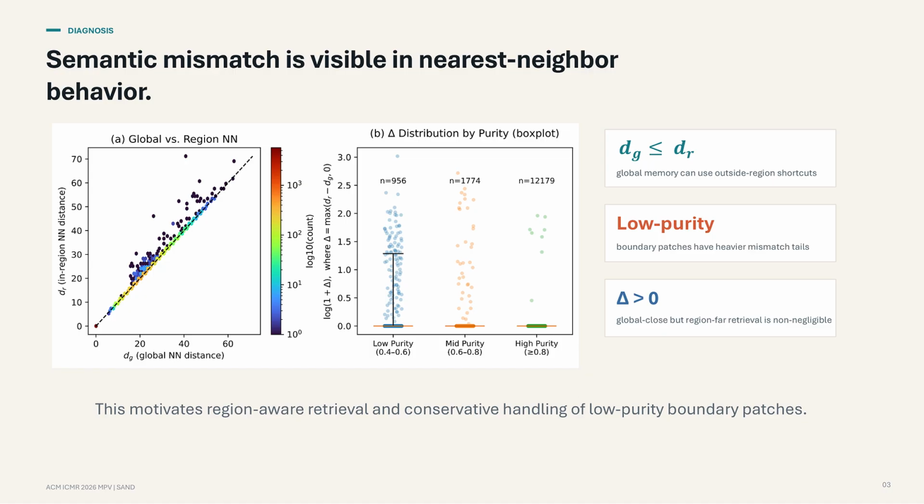The right panel further groups this mismatch by patch purity. Low purity patches, which often appear near boundaries, show heavier mismatch tails. This confirms that boundary patches have less stable neighbor relations. These observations motivate two requirements: retrieve within the same region when reliable, and treat low purity boundary patches more conservatively.